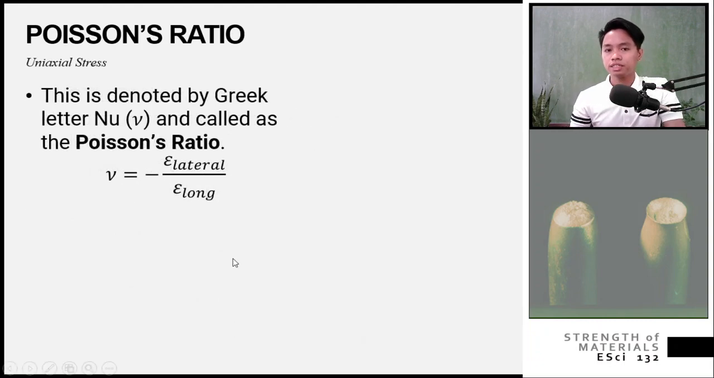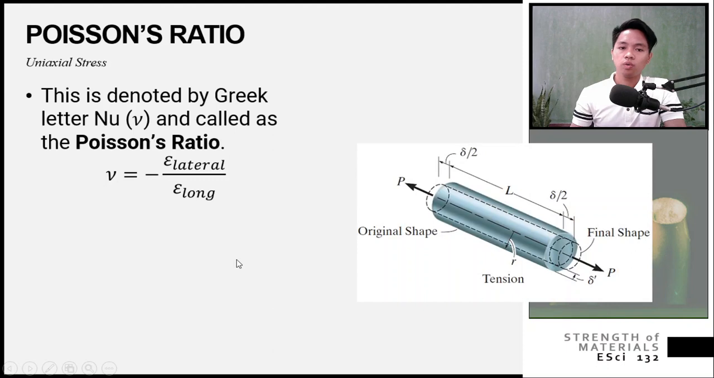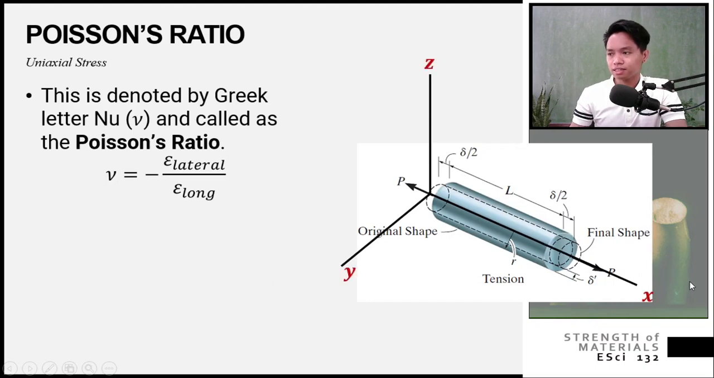Okay, so for example, that is uniaxial stress. For example, we have this rod, and it has a tensile force P being applied. Let us say the force is acting along the x-axis. So, therefore, the length L, right? That is my longitudinal or axial length.